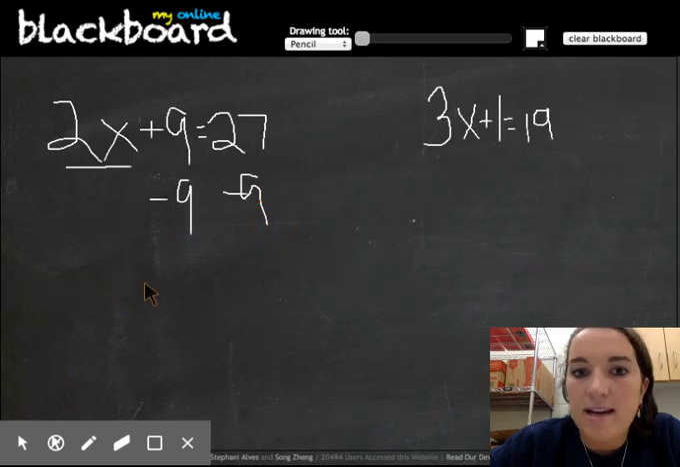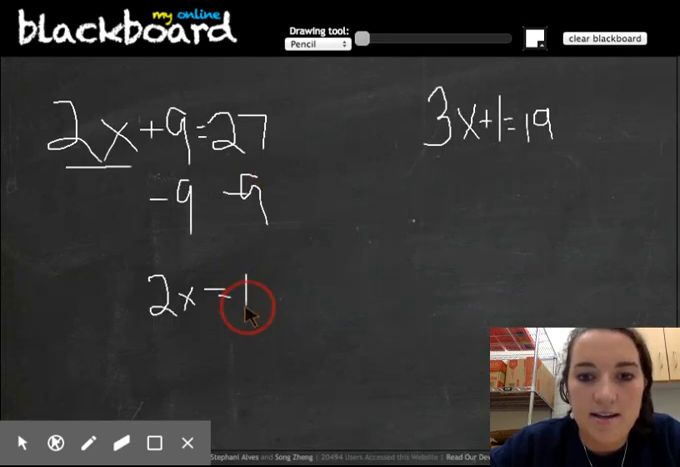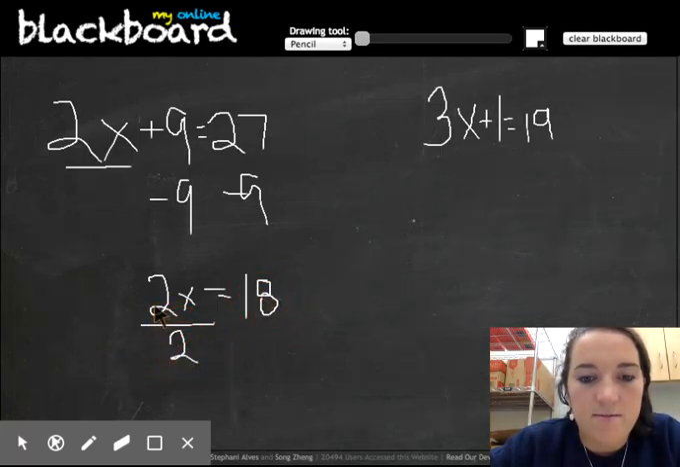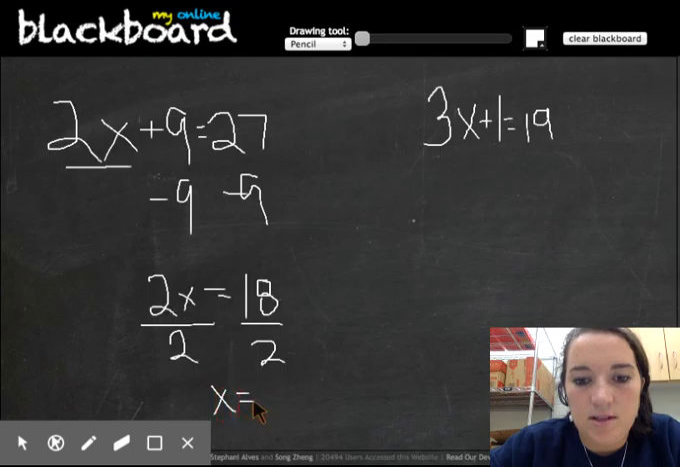If I subtract 9 from both sides, I'll end up with 2x equals 27 minus 9. Do it on a calculator. 18. Now I divide by 2 to get x by itself because we have multiplication, so I need to undo the multiplication. You end up with x equals 9.